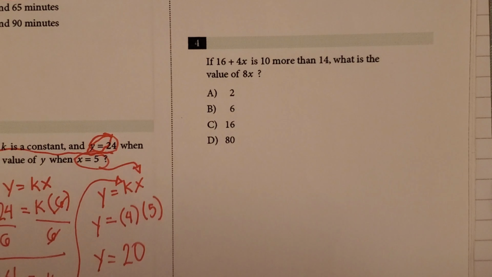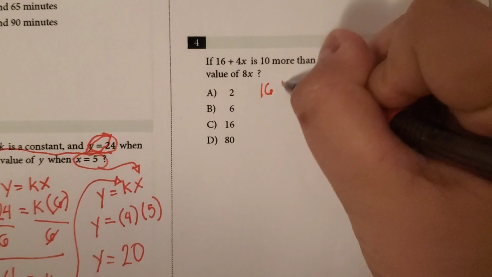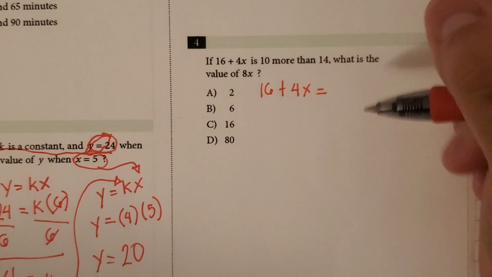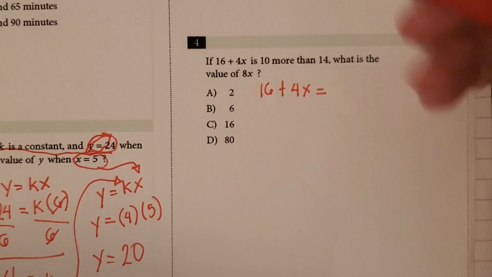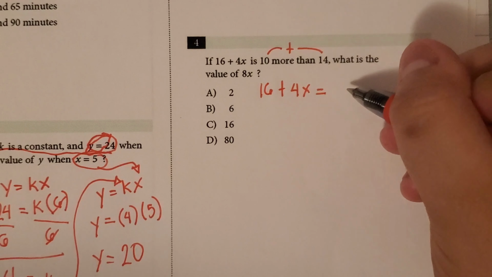Moving on to question 4, it states, if 16 plus 4x is 10 more than 14, what is the value of 8x? So first, we're going to set up our equation. 16 plus 4x. And that's going to equal 10 more than 14. So we're just going to add up these numbers. And that will give us 24.